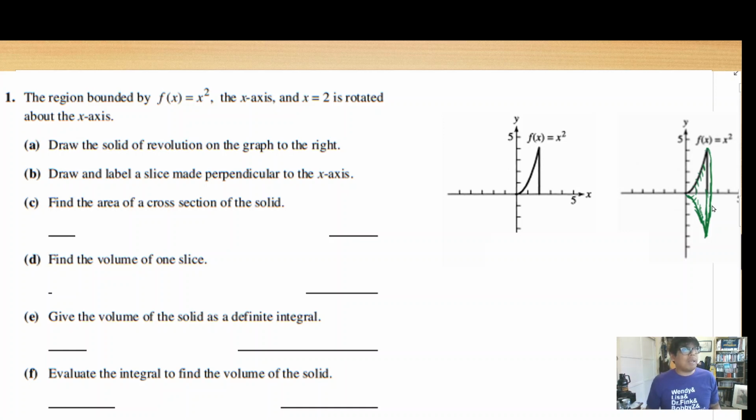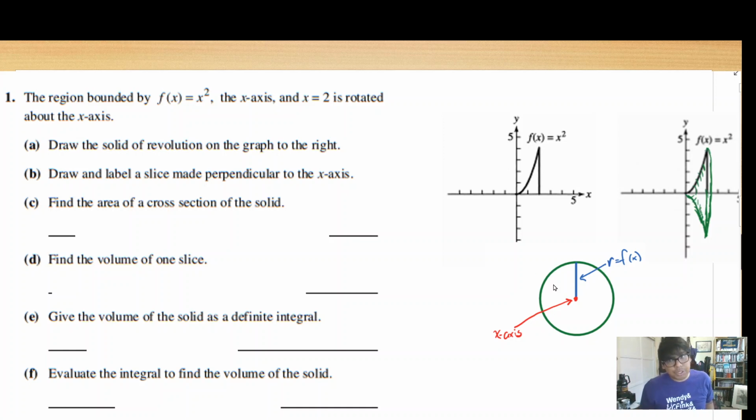We'll draw and label a slice. Well, our slice would basically be that red line that you see over here. And then that red line, of course, when you rotate it, that's going to be a whole disk. B, draw and label a slice. Let's draw that slice. Of course, the slice is a circle.